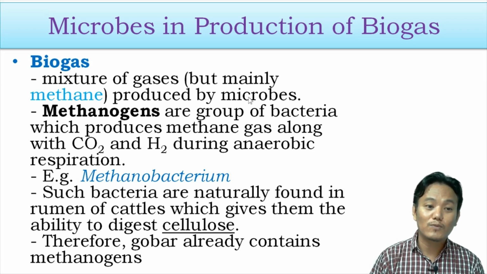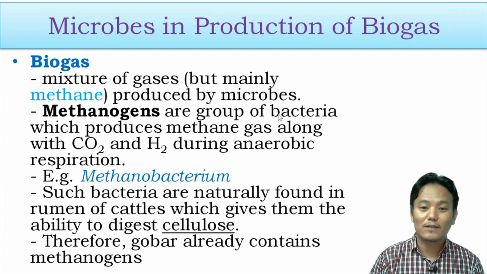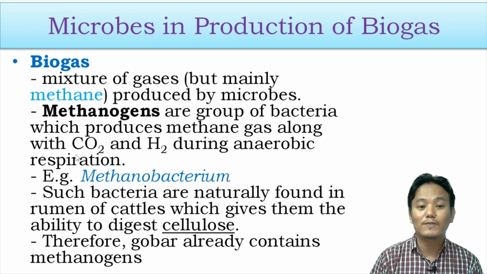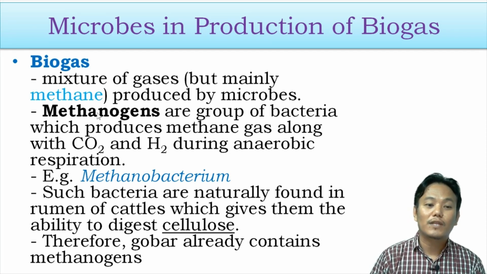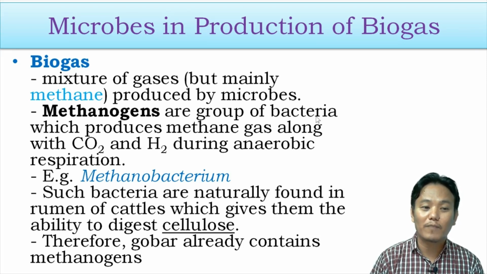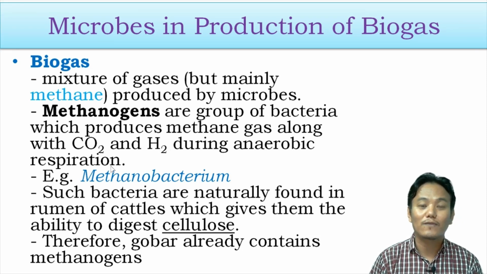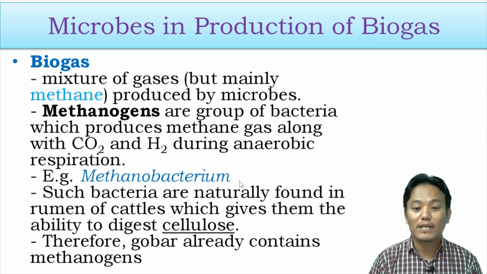And the microbes which are responsible for the production of biogas are usually bacteria. These are anaerobic bacteria which can perform anaerobic respiration, and during anaerobic respiration these bacteria produce methane gas along with carbon dioxide and hydrogen gas. Therefore these bacteria are called methanogens. So methanogens are a group of bacteria which produce methane gas along with carbon dioxide and hydrogen during anaerobic respiration. One common example is methanobacterium.